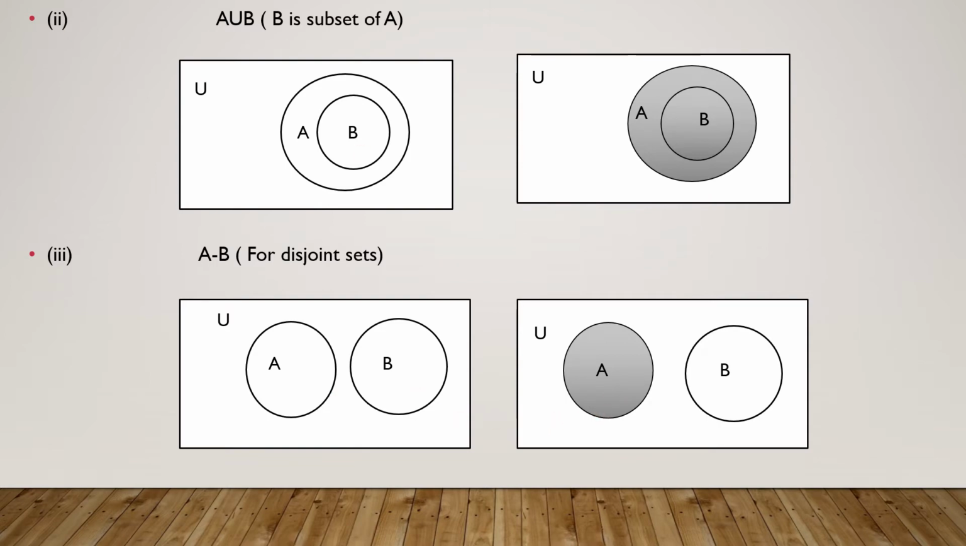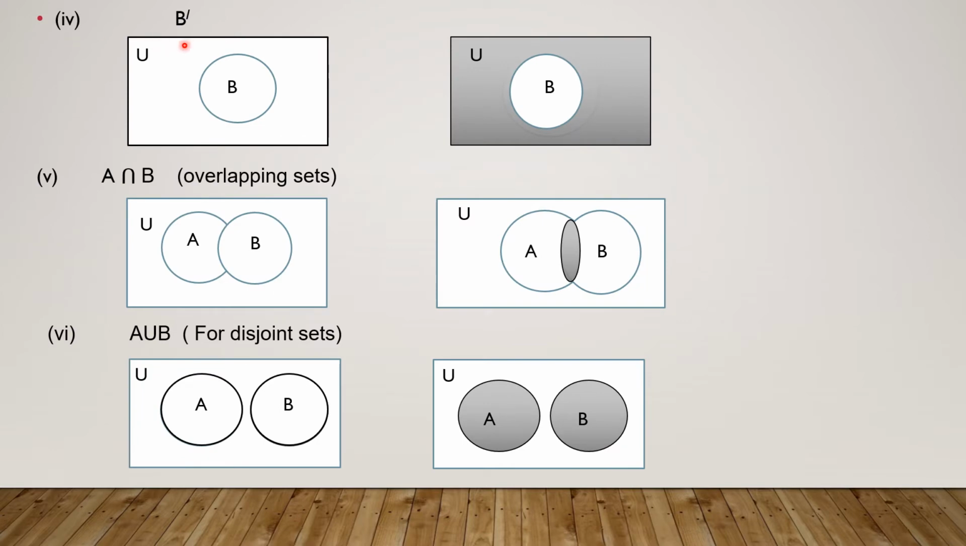Part number 4 is B complement. This means in this diagram you have to shade B complement. In this diagram, the universal set is given to you and a set B is given to you. Now students, B complement means U minus B. U minus B means you have to shade the portion of U that is not present in B. So here I shaded all the portion of U that is not present in B. We will shade the whole portion of set U outside B.